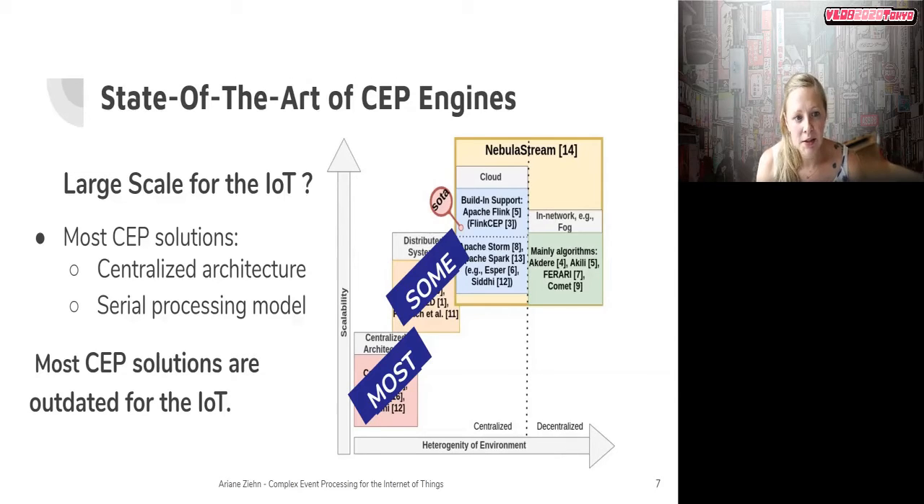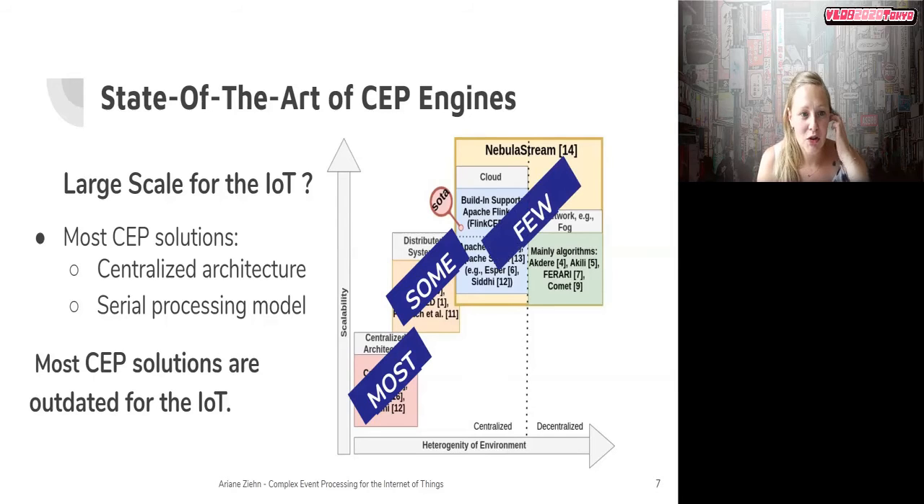Other stream processing engines, for example, Apache Storm or Apache Spark, allow the use of complex event processing, but they don't have built-in support. If we look at the second part, what we need for the enabler stream system for our fog cloud environment is in-network processing, and here mainly algorithms have been proposed so far, but we don't really have systems. So we have a very small set of research we can use for our approach.